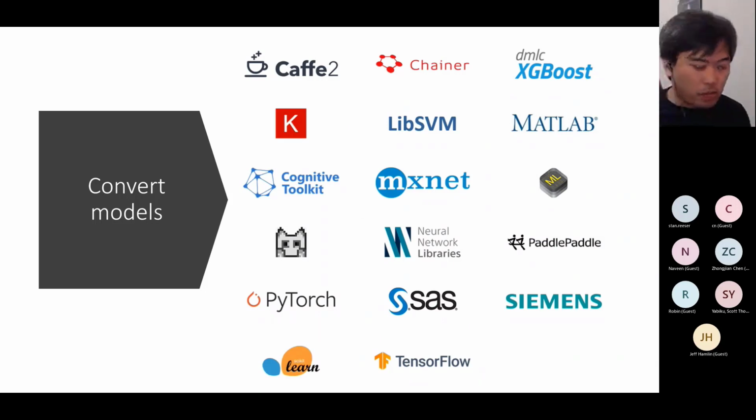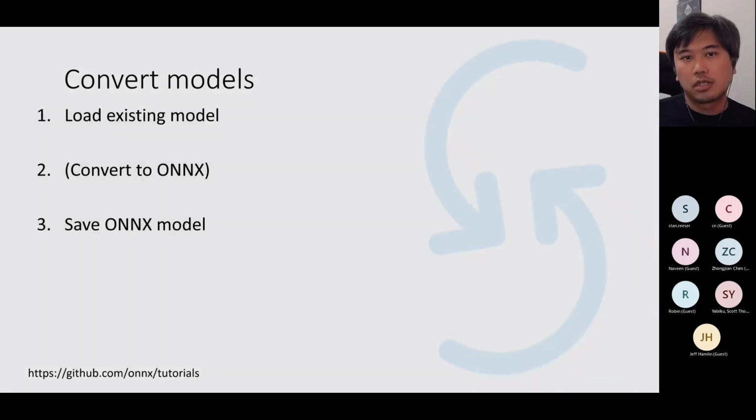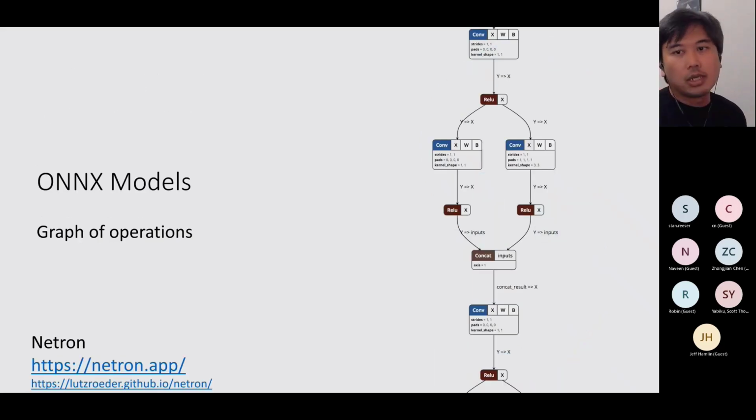You can also convert models from different frameworks. In this case, if I have something written in PyTorch, I can convert it to ONNX. There are all these different machine learning frameworks out there. I'll show you a little bit of an example of how you would do this, but there are 3 steps involved: load an existing model, convert to ONNX, and then save to an ONNX model. So let's look at it real quick.